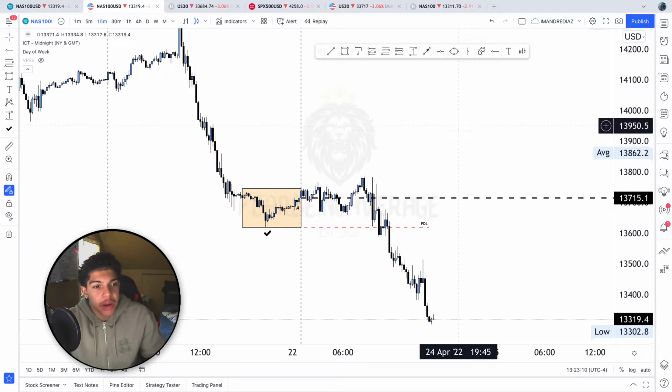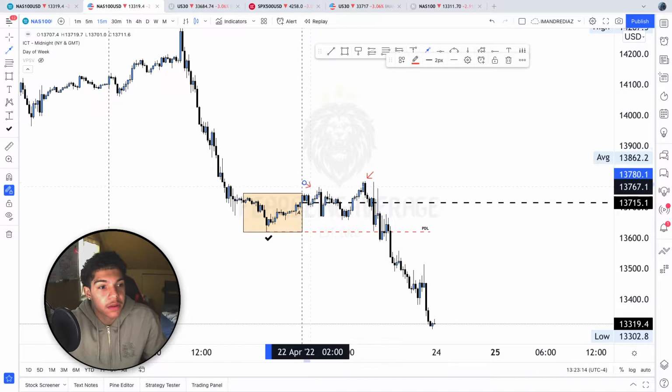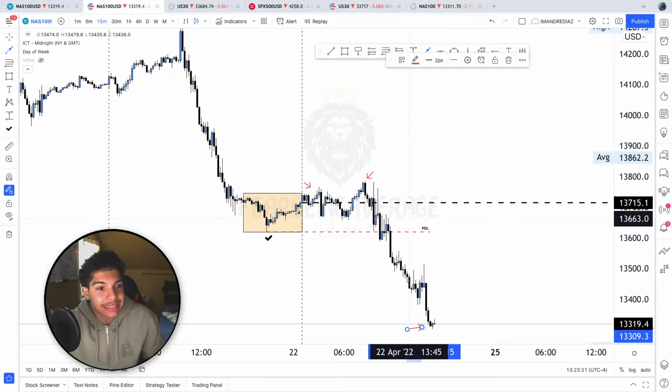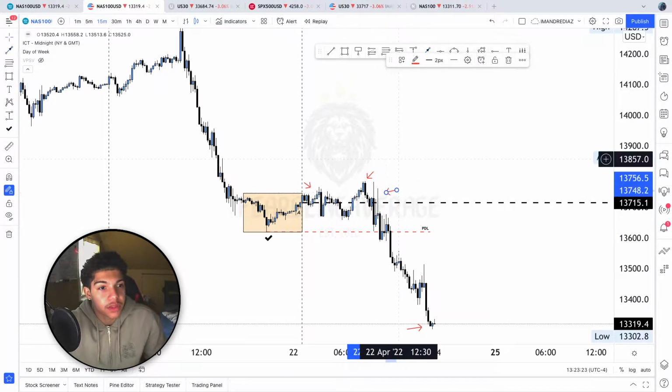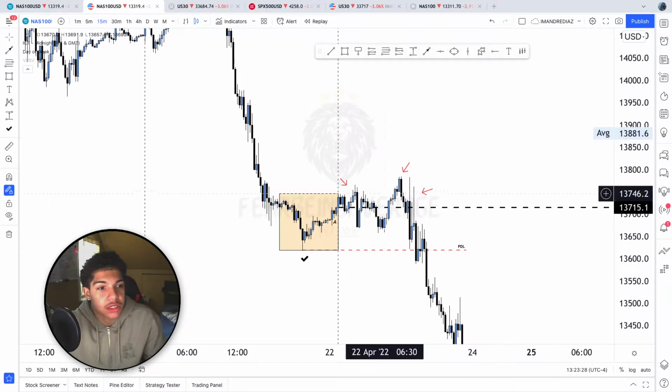So now there's gonna be a few areas in price I want you guys to bring your eyes to. I want you to pay attention to this high, this low, and this high right here. These are going to be the main areas of price I want you guys to pay attention to. So the first area we're going to talk about is this high right here.